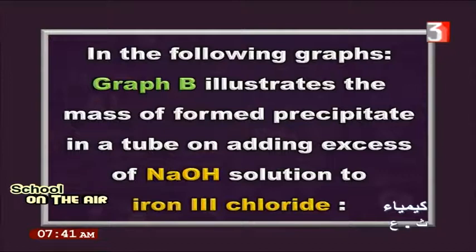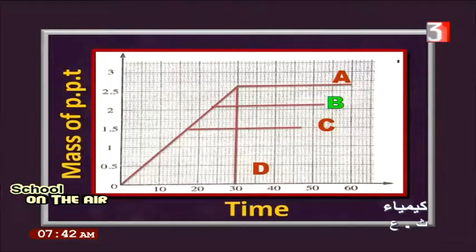Second type of graph questions. In the following graph, graph B illustrates the mass of formed precipitate in a tube on adding excess sodium hydroxide to iron 3 chloride. As the graph shown is graph number B.